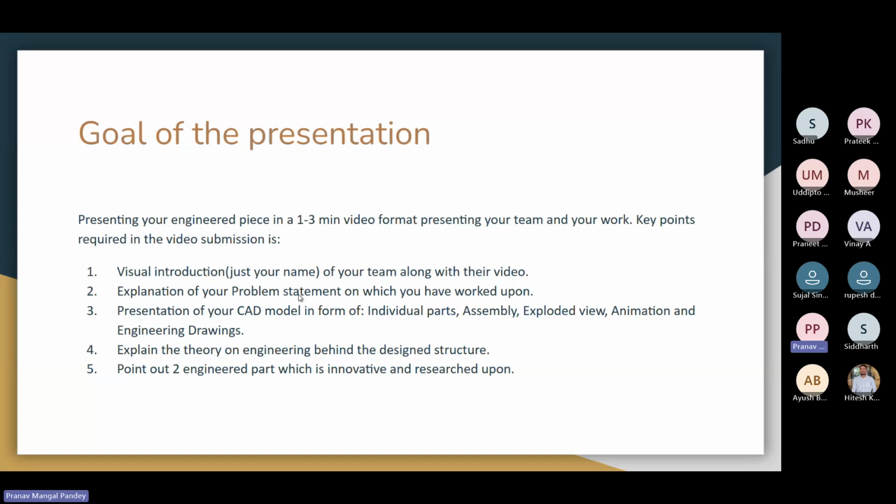This is not more about aesthetics. It's more about your engineering capabilities. But yes, keep a minimum amount of presentable way for it. Okay.